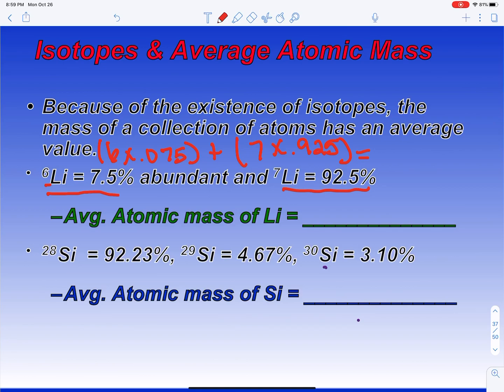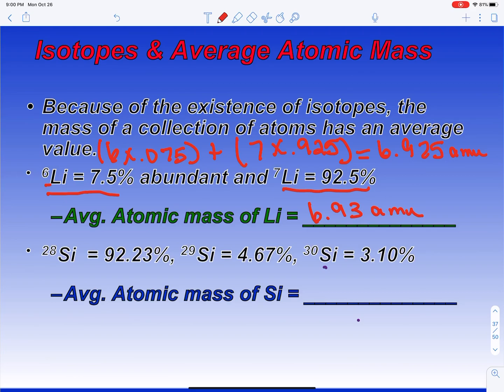When I do the math, I'm going to put this in my calculator in one step, and I'm going to tell you how to do this. You're going to do parentheses 6 times 0.075, close parentheses, plus 7 times 0.925. When you put that in your calculator, you're going to get 6.925 AMU. Earlier in the video, I said you're going to round it to the hundredths place. So your average atomic mass for lithium is 6.93 AMU.